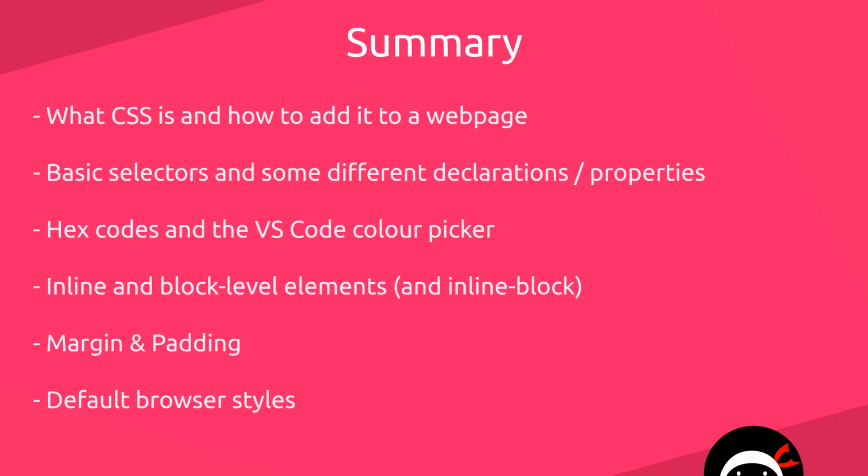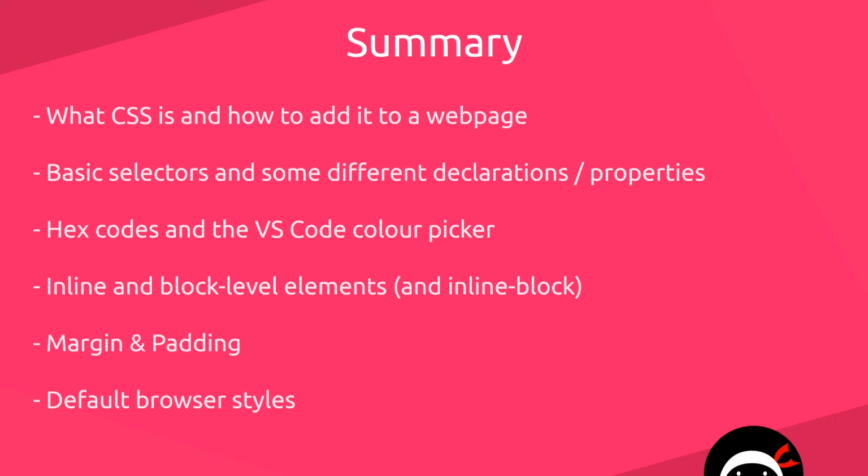I promise you that. So in this video, we've learned what CSS is and how to add it to a web page. We've done that either in the head, in style tags, or in an external style sheet, and then we've linked to that from the HTML page. We've also seen some basic selectors to choose different elements on the page, like a p tag, or a div, or an li, or an a tag, and we've styled those with different declarations or properties to make them different colors, different font sizes, or something else. We've also had a look at what hex codes are, and we've seen how we can use VS Code's color picker to choose hex codes for us, which is really nice.